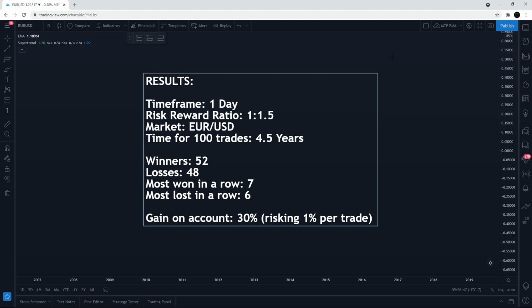I would recommend stepping it up to that 2% mark to bring that gain on the account figure up to 60%. Now, this isn't 60% for every 4.5 years. This is only tested on one currency pair. So of course you're going to be trading probably around 28 currency pairs or even more depending on what you trade. So you're actually going to have very significant gains even trading on the daily time frame.